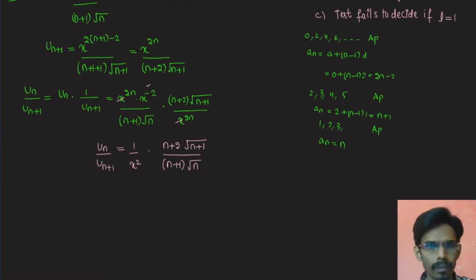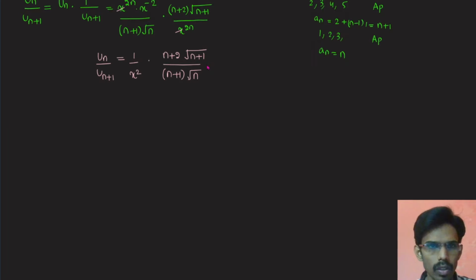Now if I take n common from this n plus 2, I'll get n into 1 plus 2 by n. Similarly, if I take n common from this root term, I'll get root n into root over 1 plus 1 by n.